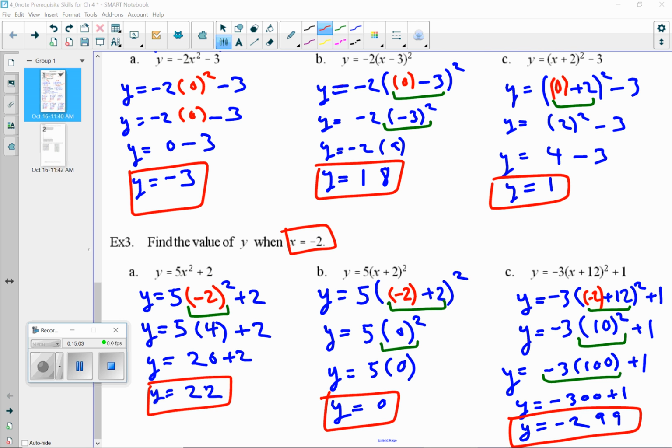Now, what I'd like you to do is take a look at the back side of the page. This is the end of part 1.